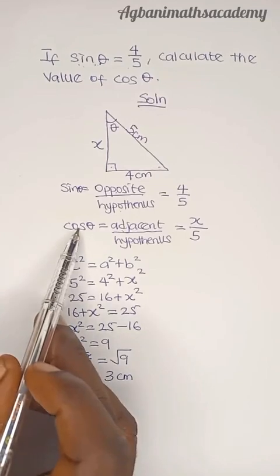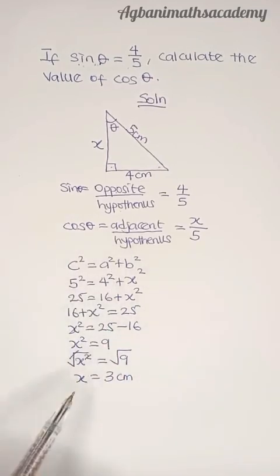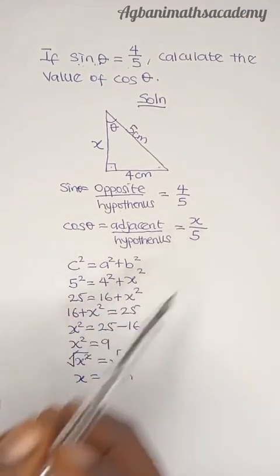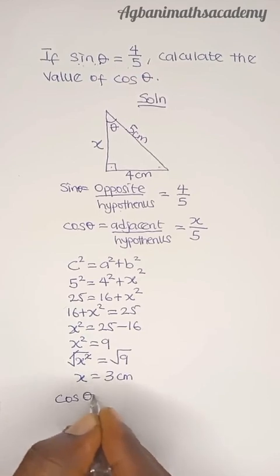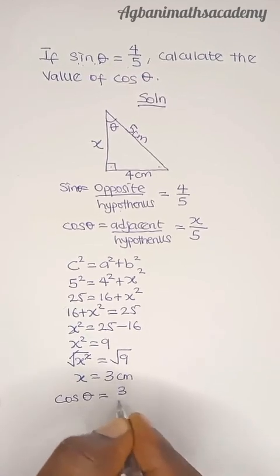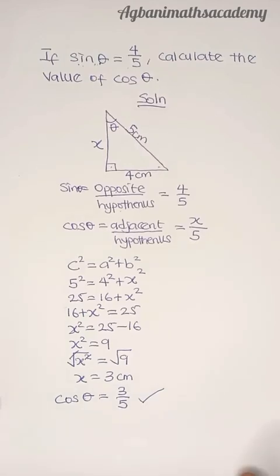So we go back to where we have cos theta is equal to adjacent over hypotenuse. Where we have x here, we replace it with 3. This means that cos theta is equal to 3 all over 5. This is the simple answer to this question.